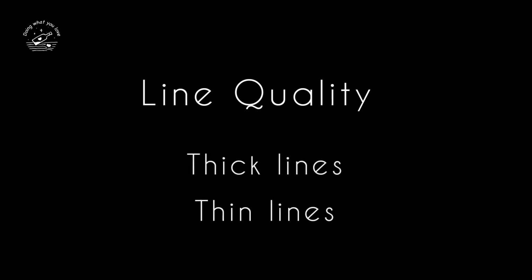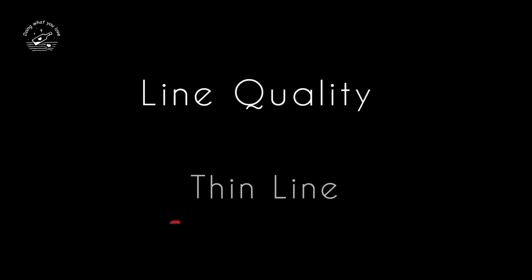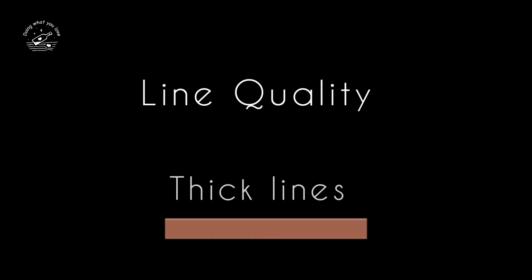So now we will discuss line quality. What is called line quality? The quality of a line, the term means the thickness of a line. That means some lines are very narrow and they are called thin lines, and some lines are very broad, the width is too much. They are called thick lines. So the thick line or thin line is basically called the line quality.